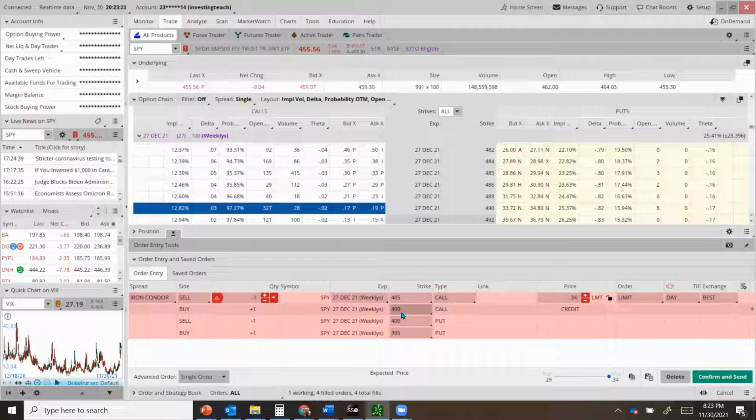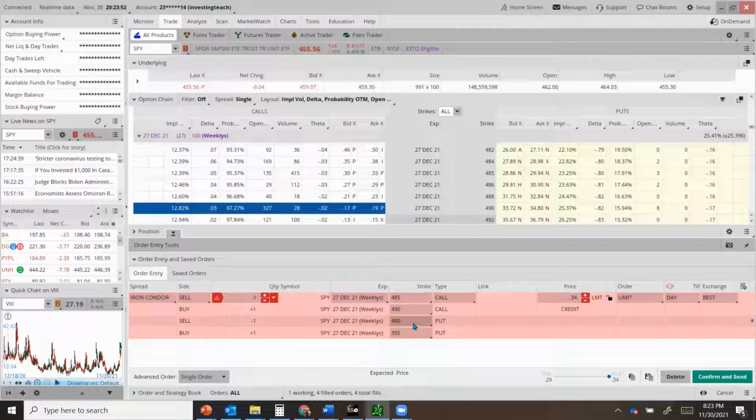Can SPY be at 490 and at 400 at the exact same time? I'd hope not, unless we're back to the future with our time machine. It can't be at 400 and 490 at the exact same time. It's impossible. So what's good about most brokerages is they take that into account. You can't lose on both of these. One of these is guaranteed to work.